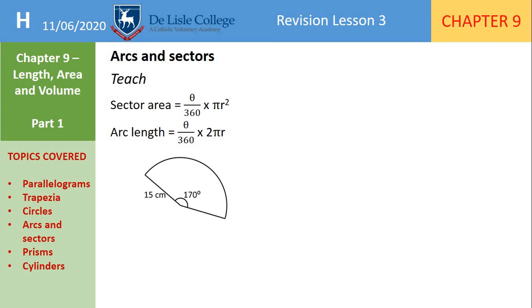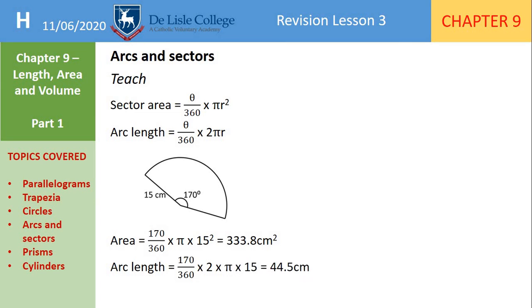So here's an example. We've got a sector. Let's work out the area. So we're going to use 170 because that is the angle we are given, and then the 15 was the radius. So this gives us 333.8 centimetres squared. The arc length, again we're going to use 170 over 360 and then multiply by 2 pi r, and the radius again was 15. We get 44.5 centimetres.